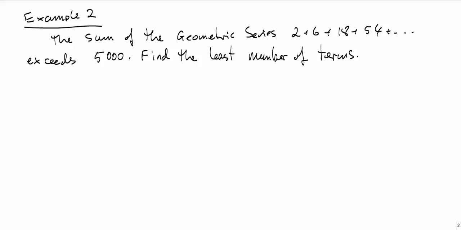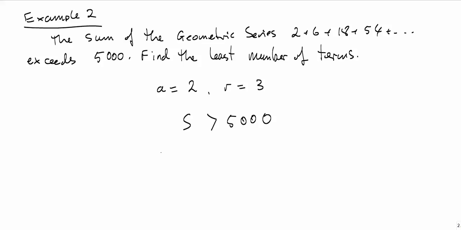Well, this series has first term a is 2. The common ratio r is 3. 2 times 3 is 6. 6 times 3 is 18. 18 times 3 is 54. We know that S, the sum, is greater than 5,000. What is the smallest value of n for which that is true?